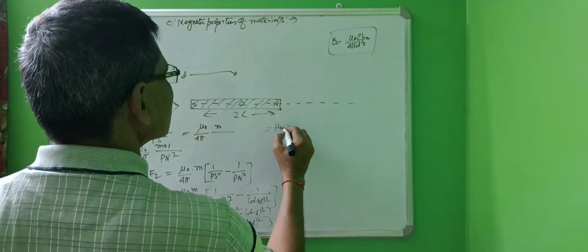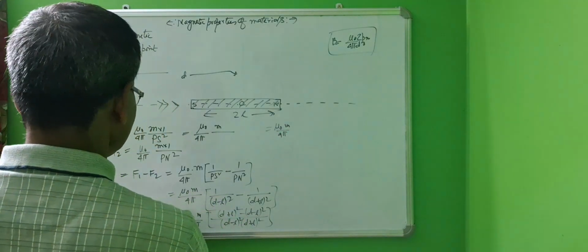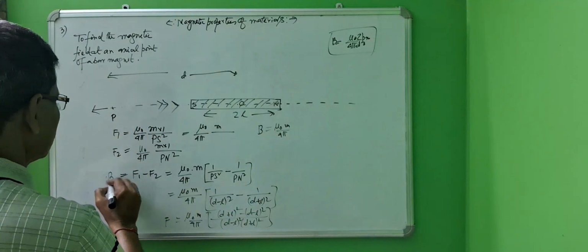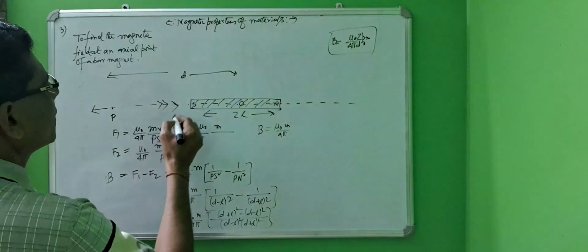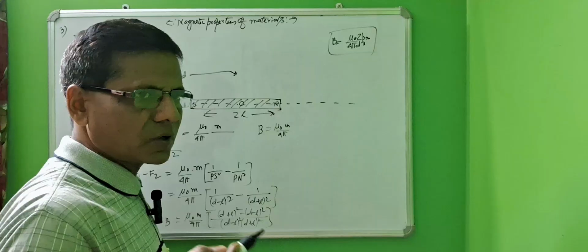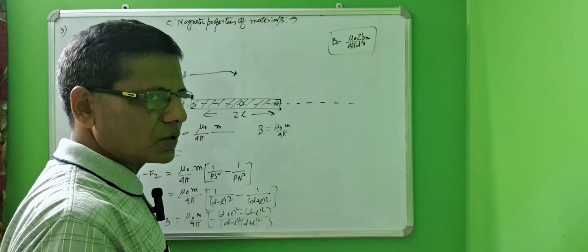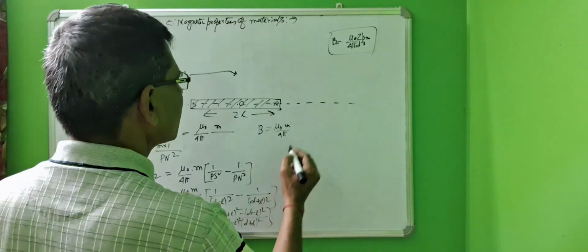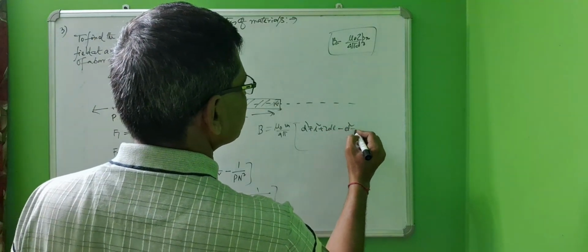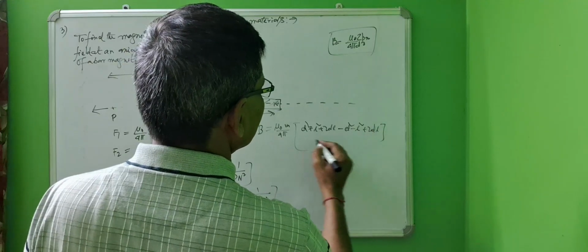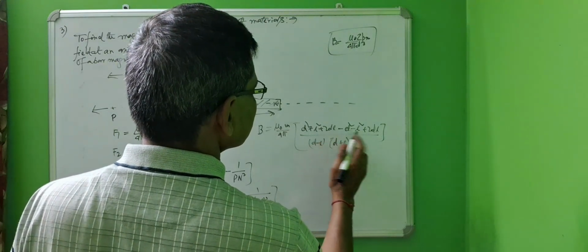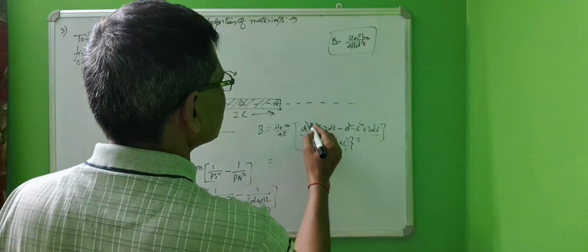This equals μ0 m upon 4π. Suppose this one is B, because the force for a unit north pole is the magnetic field. We know it: force for unit north pole is called magnetic field. So μ0 m by 4π, what is this? D square plus L square plus twice DL minus D square minus L square plus twice DL, divided by (D minus L) whole square (D plus L) whole square.